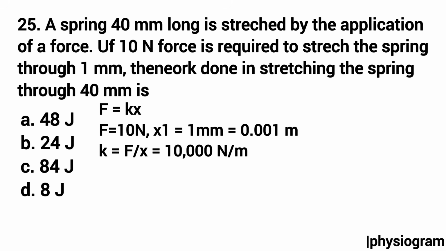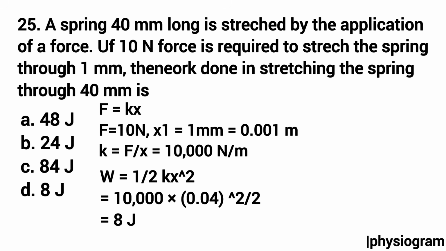So from Hooke's law we'll get here F equals Kx, where F is equal to 10 Newton and x is 1 mm, that is 0.001 meter. So K will be F by x, that is 10 by 0.001, that is 10,000 Newton per meter. And after that work done is half Kx square. So W will be half into 10,000 into 0.04 whole square. So we'll get here 8 joule. So the correct answer will be option number D, that is 8 joule.